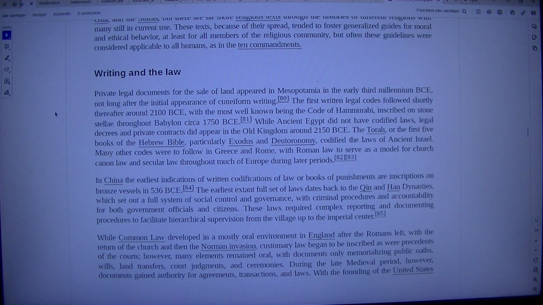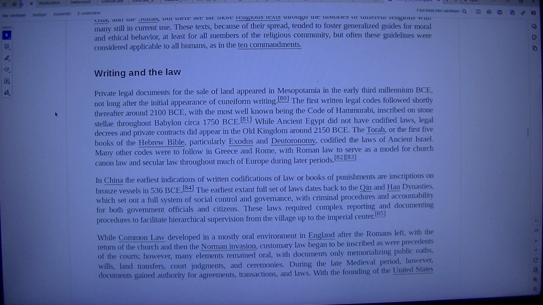84. The earliest extant full set of laws dates back to the Qin and Han dynasties, which set out a full system of social control and governance, with criminal procedures and accountability for both government officials and citizens. These laws required complex reporting and documenting procedures to facilitate hierarchical supervision from the village up to the imperial center.